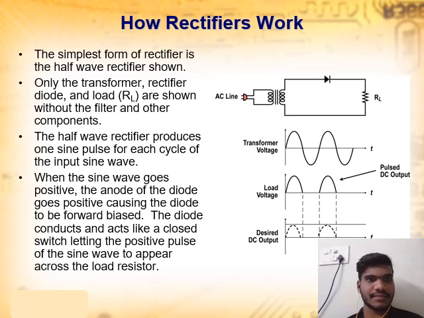How a rectifier works. The simplified form of rectifier is a half-wave rectifier shown here. Only the transformer, rectifier diode, and load are shown without the filter and other components. The half-wave rectifier produces one pulse for each cycle of the input sine wave. When the sine wave goes positive, the anode of the diode goes positive, causing the diode to be forward biased. The diode conducts and acts like a closed switch, letting the positive pulse of the sine wave appear across the load resistance.